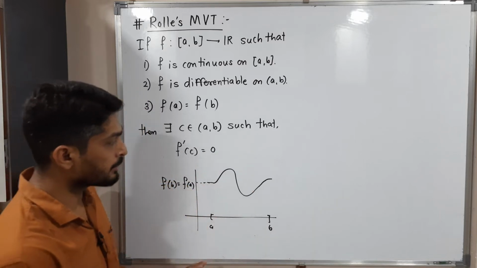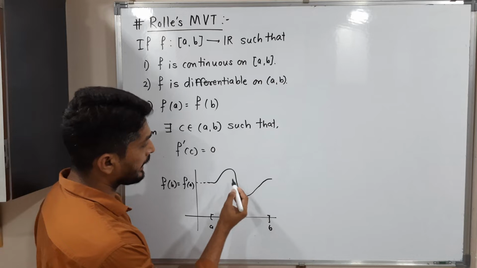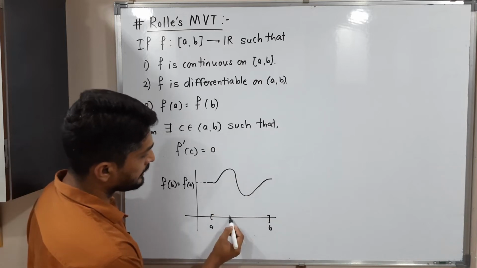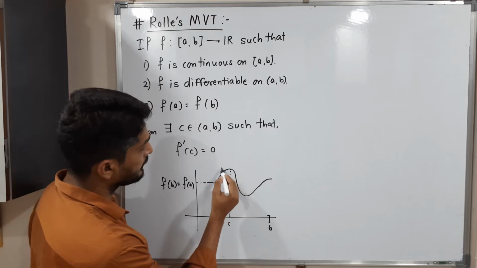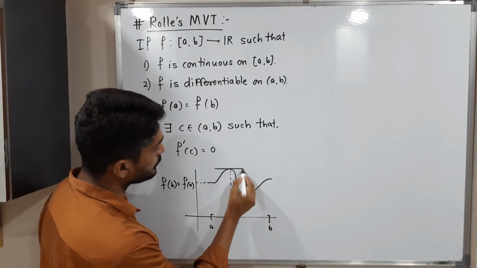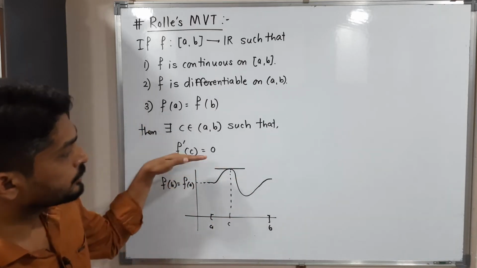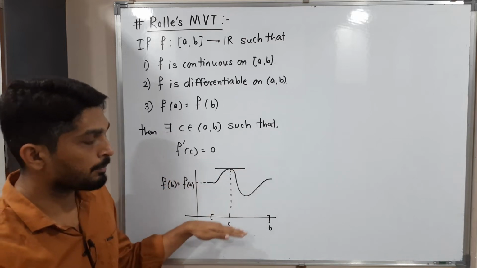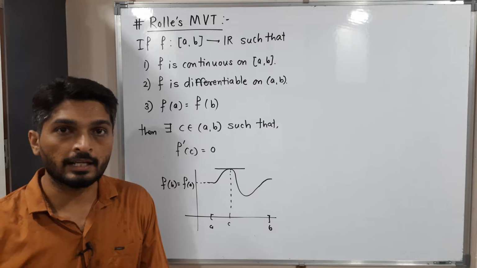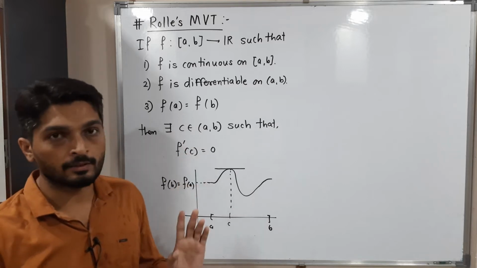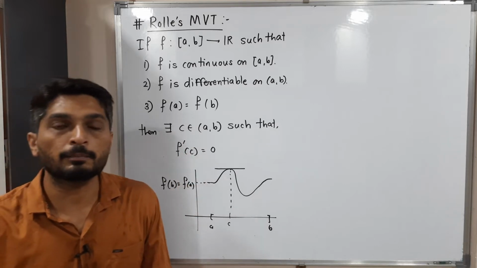So this theorem says that there is some point c in this open interval (a, b) such that at that point c the curve has a tangent which is parallel to the x-axis. That means its slope is 0. That means the derivative of f at c is 0. Okay, so this is the geometrical meaning of it.